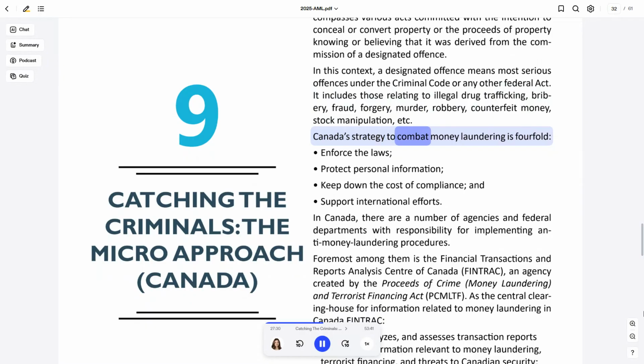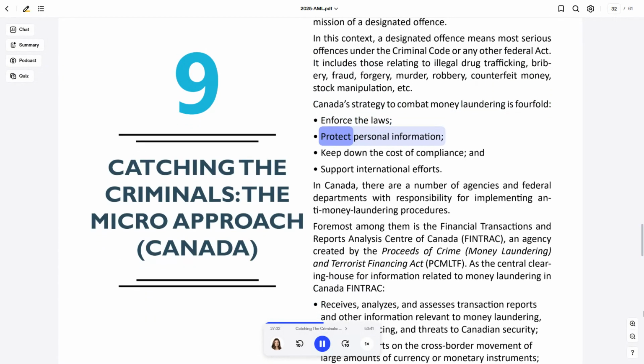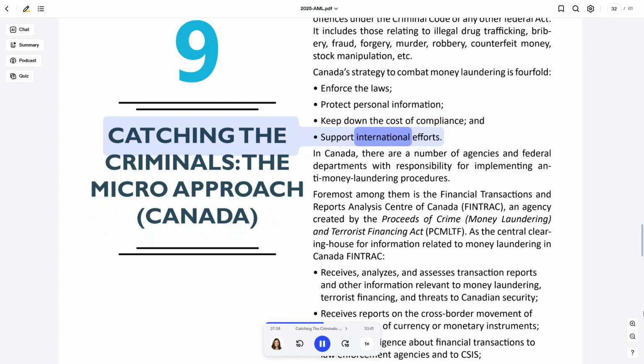Canada's strategy to combat money laundering is fourfold: enforce the laws, protect personal information, keep down the cost of compliance, and support international efforts.